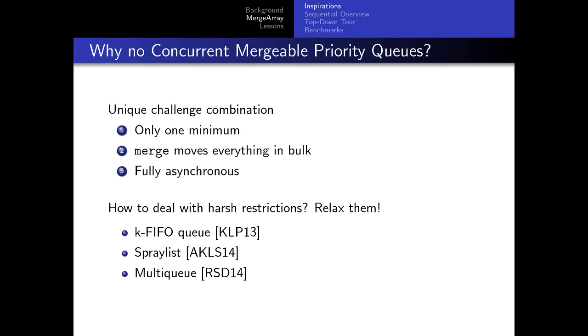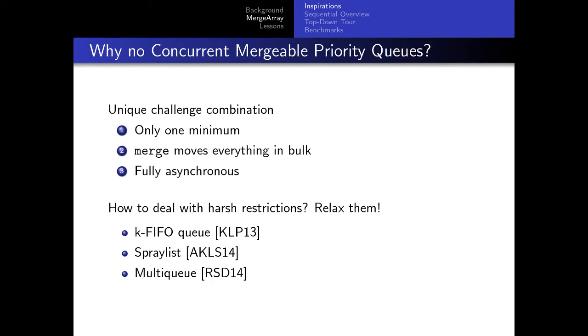There's also the multi-queue, which is more related to merge array, which is basically, instead of just having one queue, you have an array of queues where each one has a lock. Each thread randomly chooses an index in the array, tries to lock it, and then takes the item off the queue, or puts one on the queue. When it removes, it does a similar kind of thing.